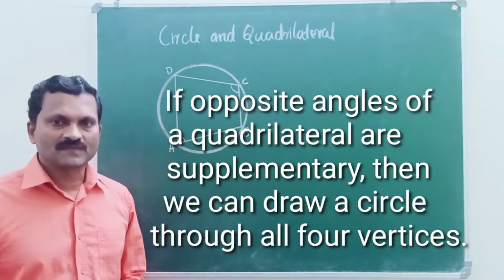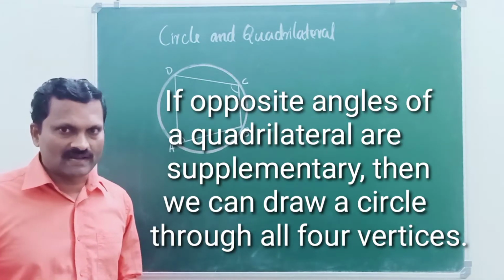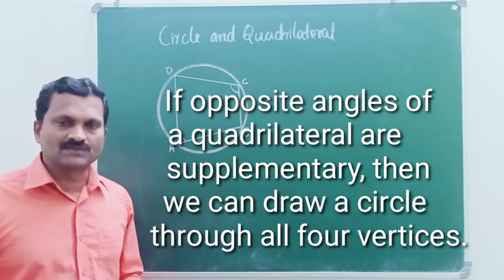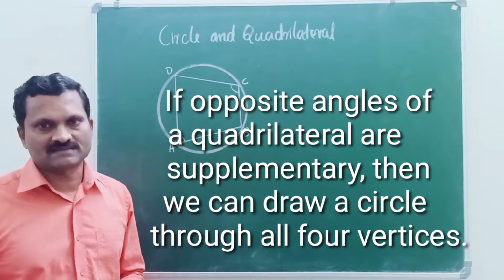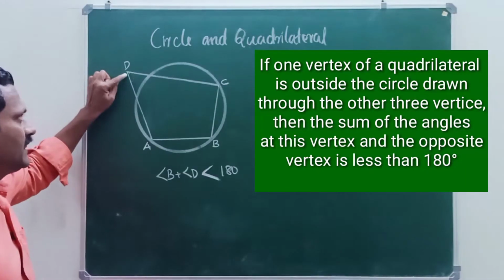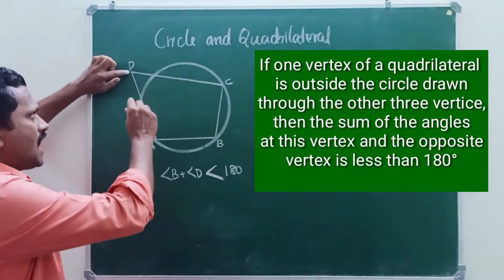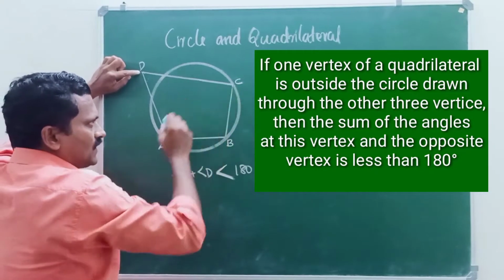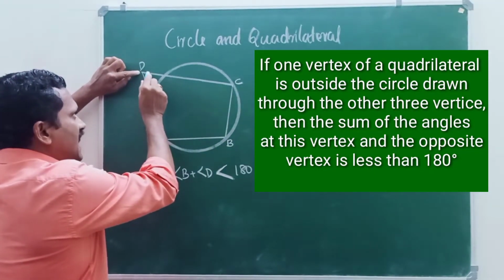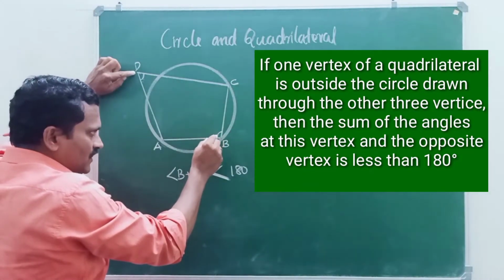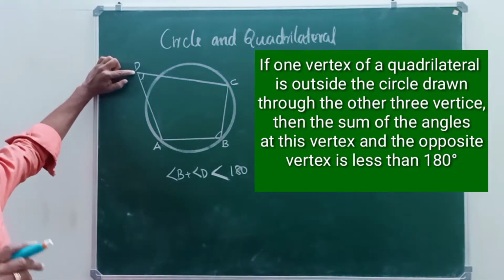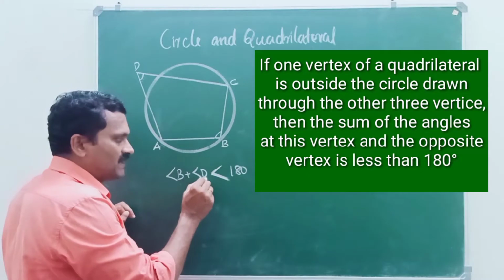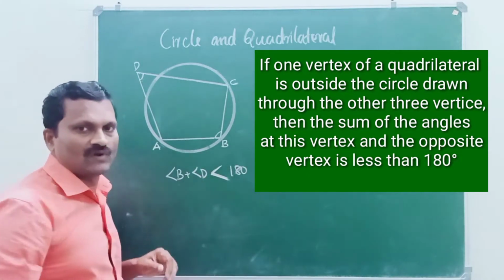In the converse, if opposite angles of a quadrilateral are supplementary, then we can draw a circle passing through all four vertices. If one vertex of a quadrilateral lies outside the circle drawn through the other three vertices, then the sum of the angle at this vertex with the opposite vertex is always less than 180 degrees. That is, in this figure, angle B plus angle D is less than 180 degrees.